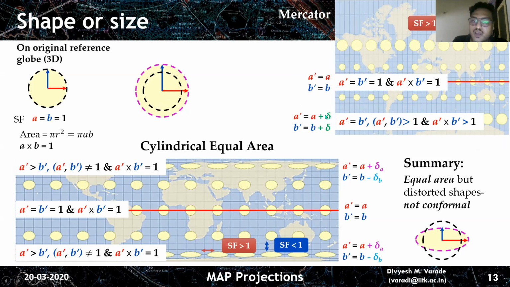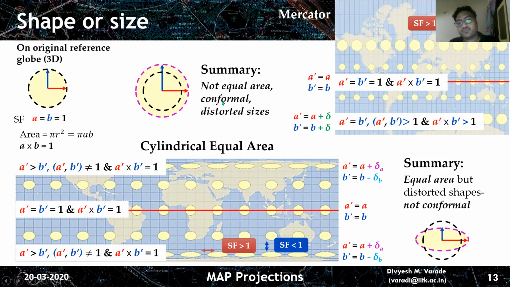So now that both of them have increased, their product is no longer equal to 1, but greater than 1. This means that this projection system is a conformal projection that preserves the shapes, but it distorts the sizes. So you do not have the same sizes, and you do not have equal areas.